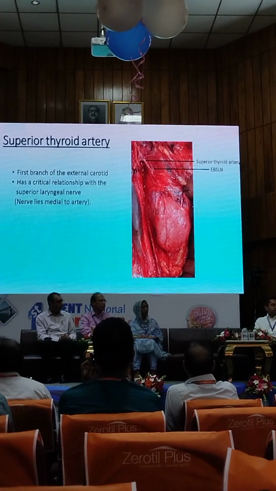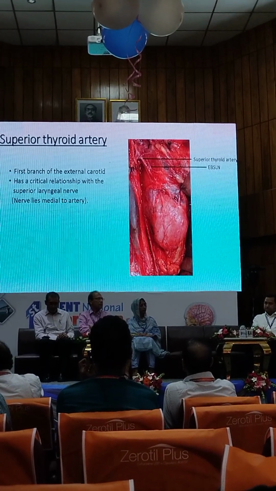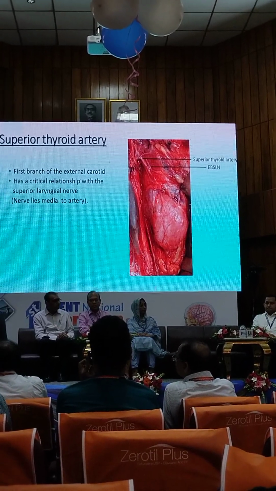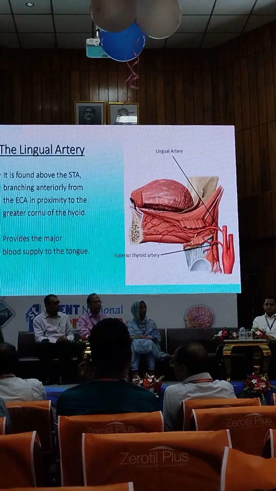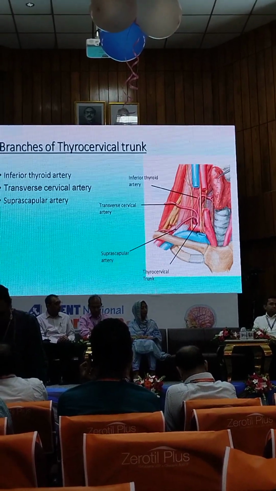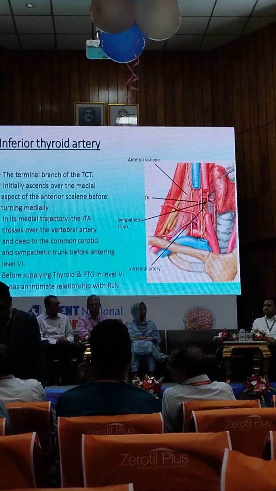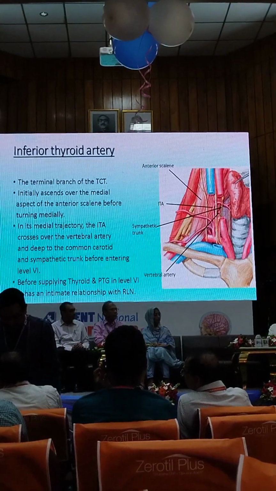It is the first branch of the external carotid artery and has a critical relationship with the superior laryngeal nerve, lingual artery, facial artery, and branches of the thyrocervical trunk, and also the inferior thyroid artery. It is a branch of the thyrocervical trunk.